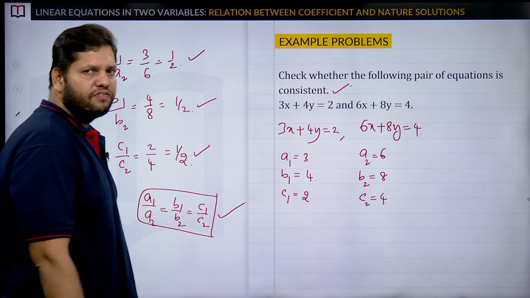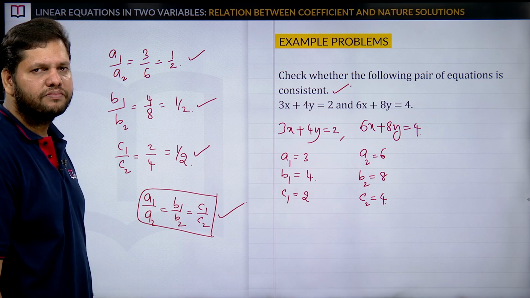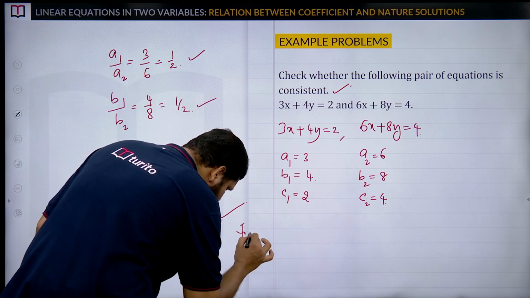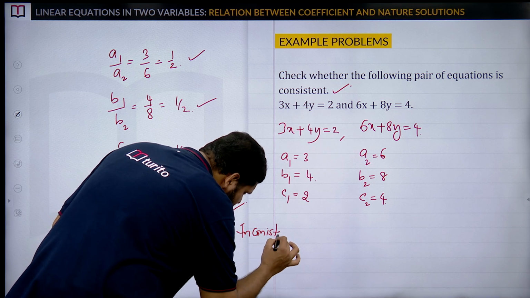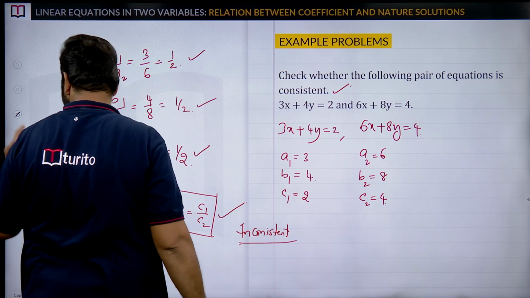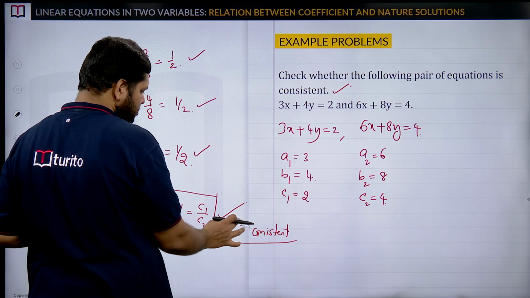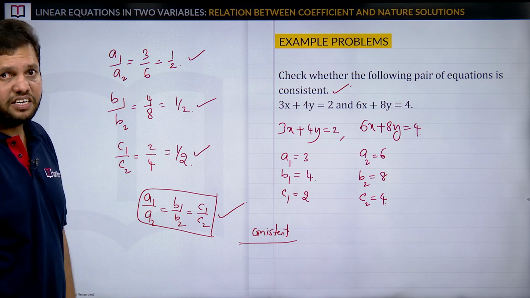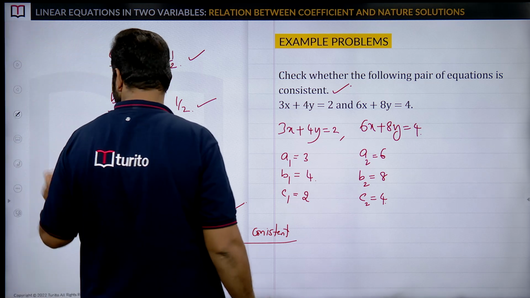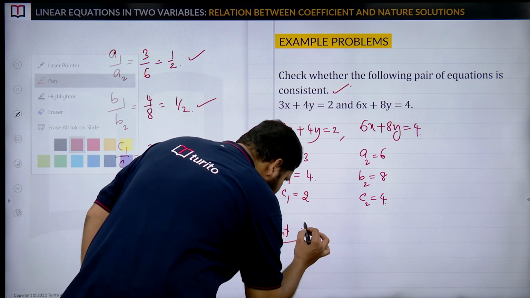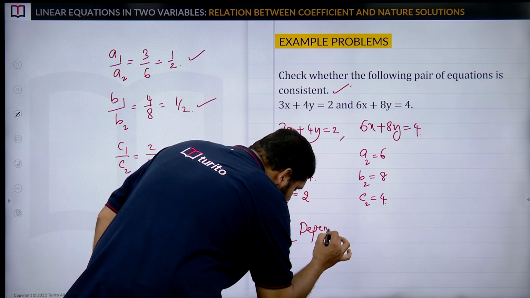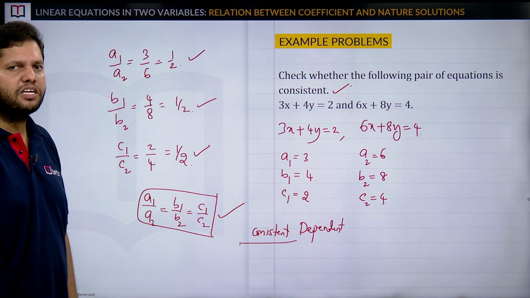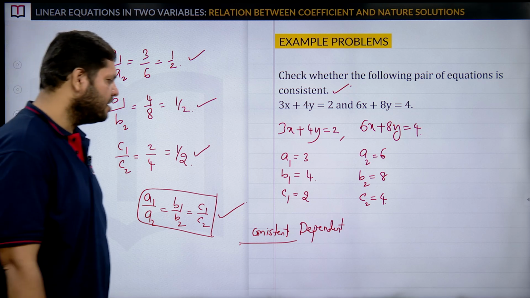If the three ratios are equal, so what is the conclusion? What conclusion can you say? We can say that it is inconsistent. Sorry, consistent, but this is consistent, not inconsistent. That is called what? Consistent, but dependent. Consistent, but we can say dependent. Dependent means, can you tell me how many solutions it has? It has many solutions.